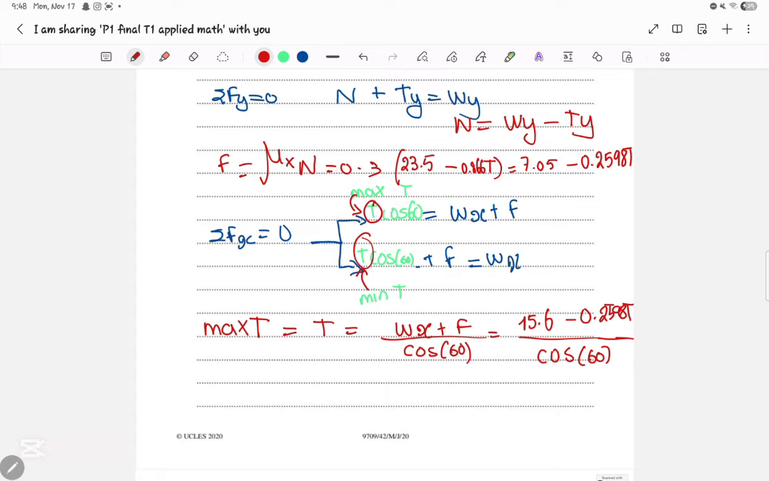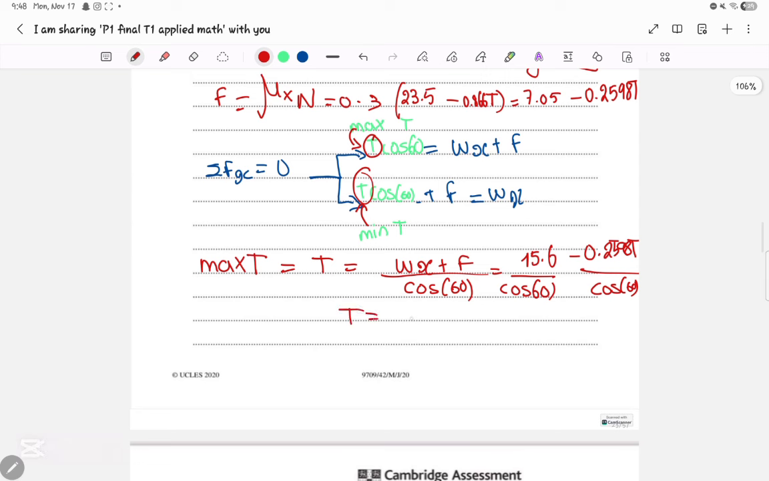I can separate cosine 60 onto both of them. So it would be 15.6 over cosine 60, right? Minus this over cosine 60. Now I can work properly. What does this mean? This means t is equal to 15.6 over cosine 60. What's 15.6 over cosine 60? That's going to be 31.2.